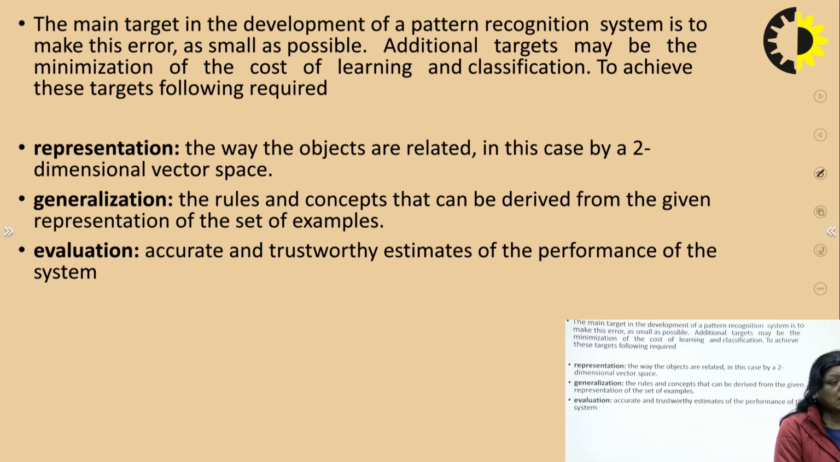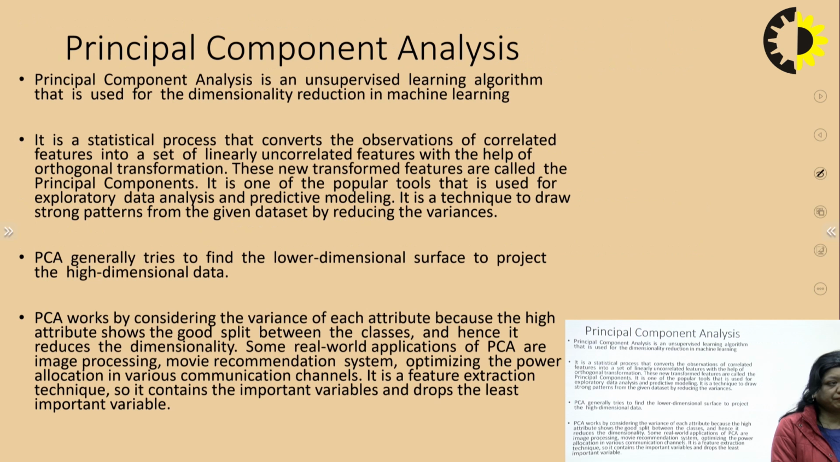To achieve these targets, the following are required. First one, representation. Second one, generalization and evaluation. Representation means the way the objects are related, in this case by a two-dimensional vector space. Generalization means the rules and concepts that can be derived from the given representation of that set of examples, and evaluation is an accurate and trustworthy estimate of the performance of the system.